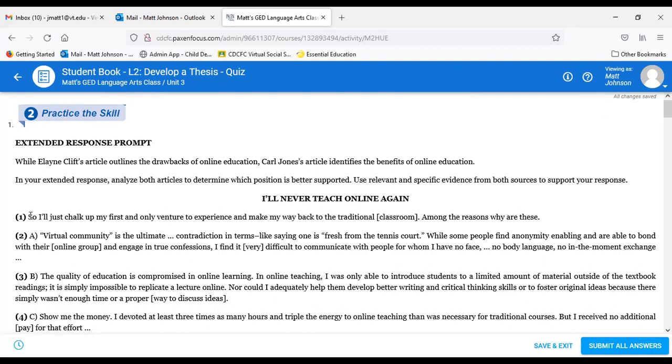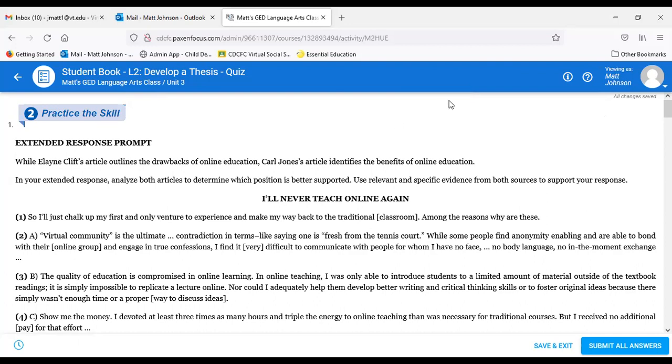I want you to think about their thesis. I want you to think about the claims they make to support that thesis and the evidence they use to support the claims, right? It's sort of tiered, right? Main argument, claims, and then the evidence to support it.